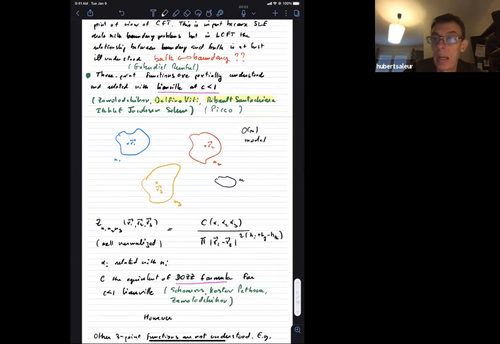If you take the ON model that I introduced earlier, and if you now define the following quantity, imagine that you have 3 points, R1, R2, and R3, and you calculate the partition function subject to the constraints that loops surrounding point 1 have fugacity N1, arbitrary, loops surrounding point 2 have fugacity N2, and loops surrounding point 3 have fugacity N3, while loops not surrounding any of the points have fugacity N. This defines an object I call Z, N1, N2, N3.